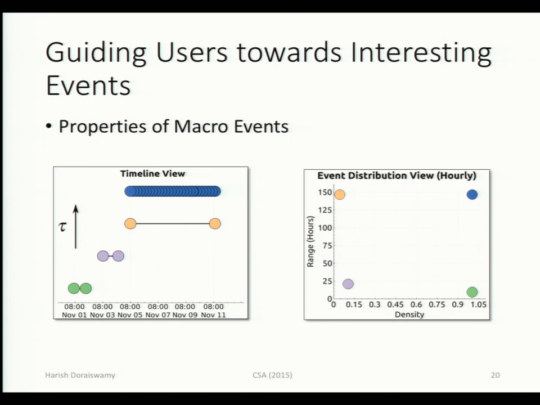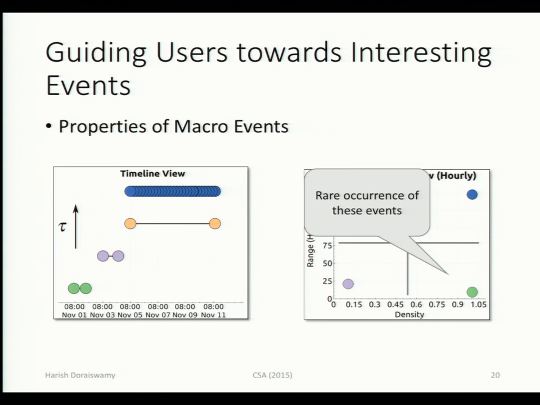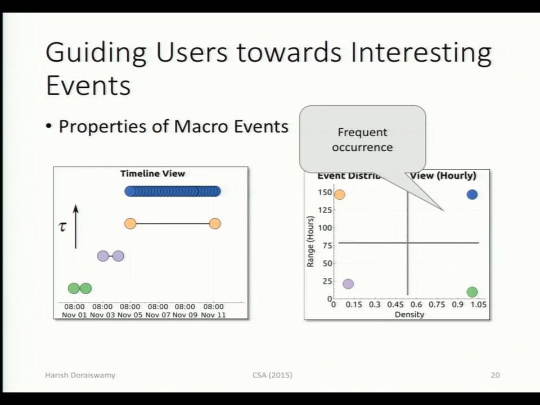If you look at it, you can roughly divide it into 4 quadrants. And these are the 2 quadrants that I'm very interested in. One is the rare occurrence of these events. This is because you know this event happens one-off. The other is when it happens continuously, or something that is very frequent. It happens continuously and is always there.